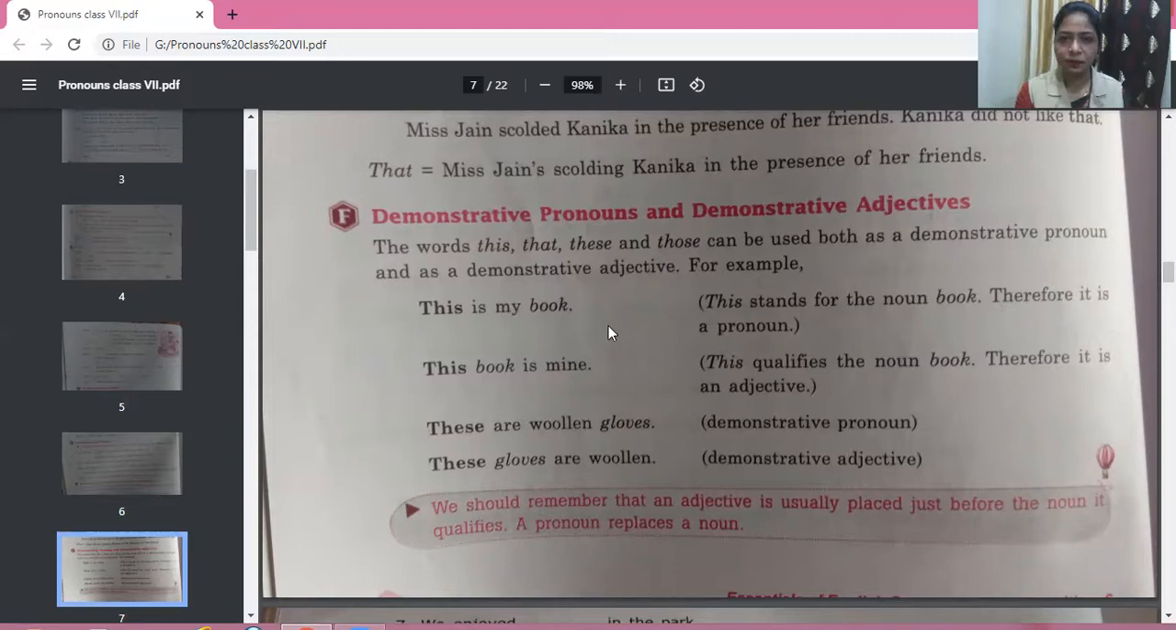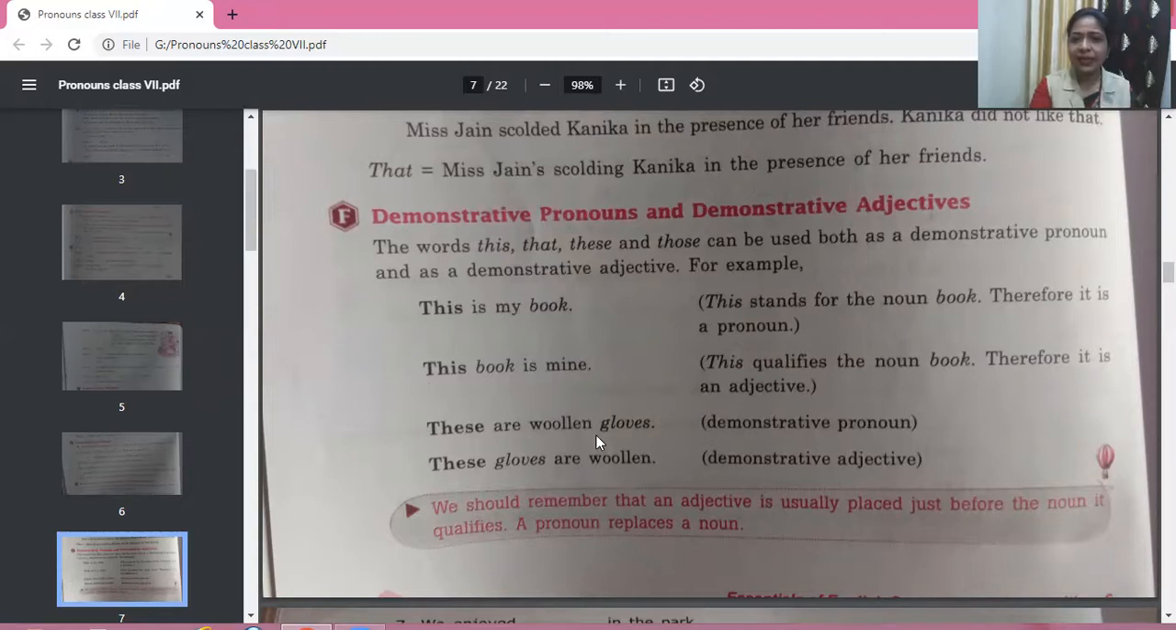I'll tell you with more examples. See here. This is my book. This is used for book. Book is the noun for which this is used. Now in this sentence, this and book are separated from each other, because in between them we have is and my. So this here is a pronoun. But suppose this comes with book, in the second sentence, this book is mine. So this book, when the pronoun and noun come together, then this is an adjective. You have to keep it in mind.